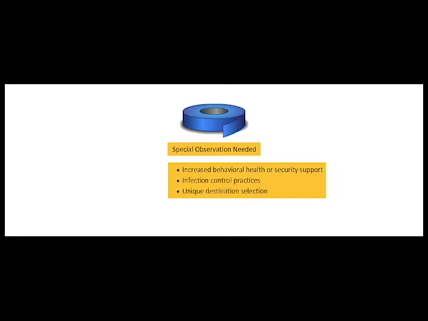Regardless of their primary mobility level designation, walking, wheelchair, or stretcher, patients requiring additional support or attention during the evacuation should also be triaged with a bright blue wristband. This special observation needed designation alerts staff of particular patients who may require increased behavioral health or security support, infection control practices, or unique destination selection to help ensure the safety and success of their evacuation.